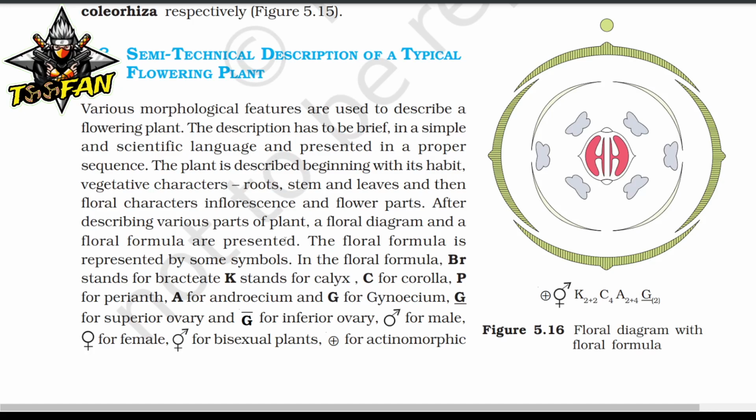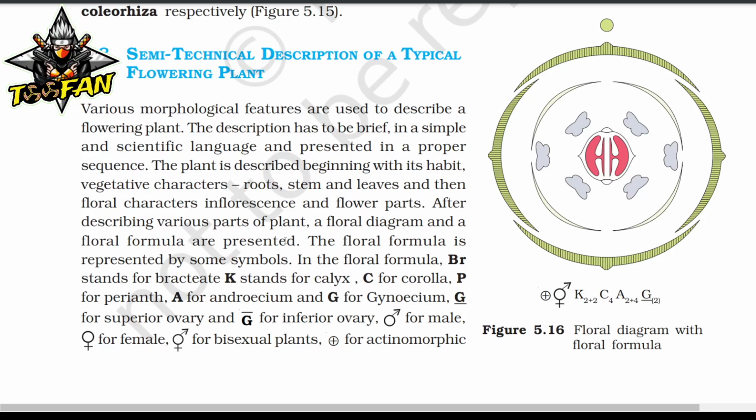The floral formula is represented by some symbols. In the floral formula, Br stands for bracteate, K stands for calyx, C stands for corolla, P stands for perianth, A stands for androecium, and G stands for gynoecium. G with a line below is for superior and G with a line above is for inferior.